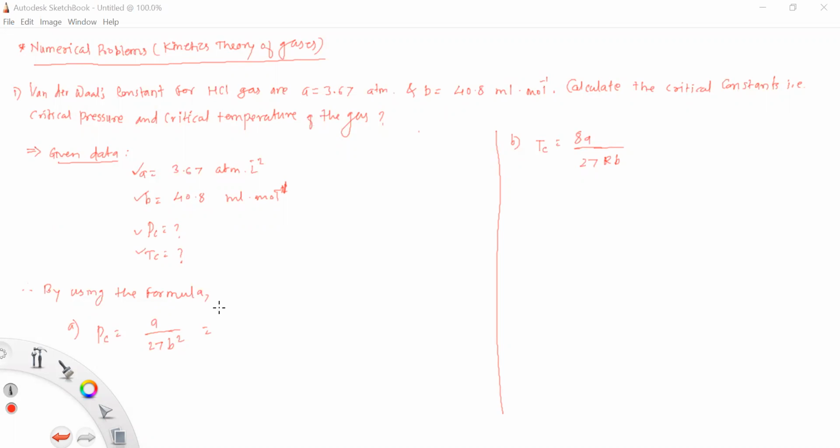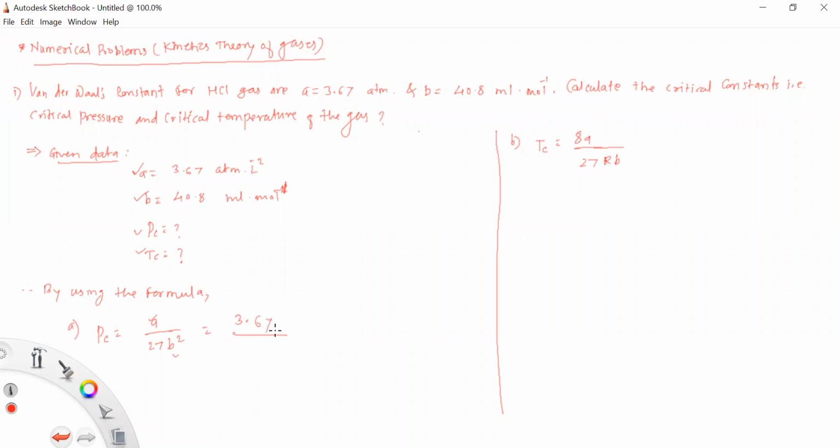So by using the formula, first we have to calculate the PC, and we know that very well. The PC is a critical constant, the critical pressure, and the formula is PC equals a upon 27b squared. So by using this formula, we can find out the PC. A is given and b is given, so put the values of a and b into this formula.